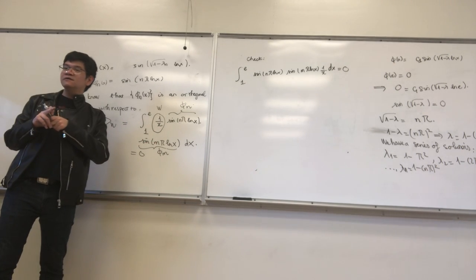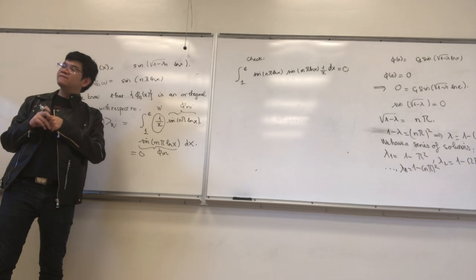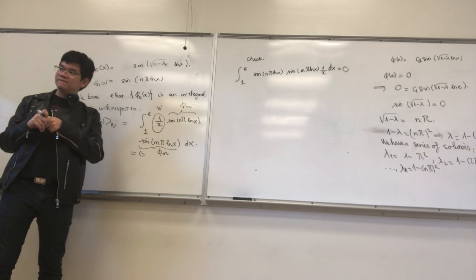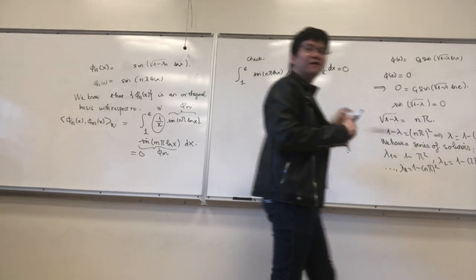So we know both the sine functions are odd, and 1 over x is symmetric across the y-axis. So can we just use the fact of odd and even functions in this case? Because if we have an odd times an odd times an even. Yeah, but this is not symmetrical, right? So this is from 1 to e.